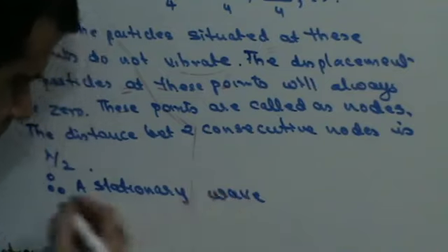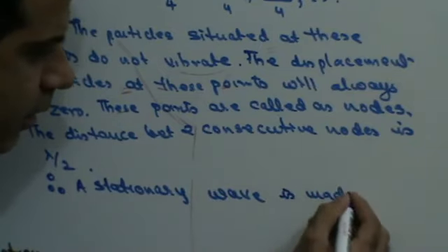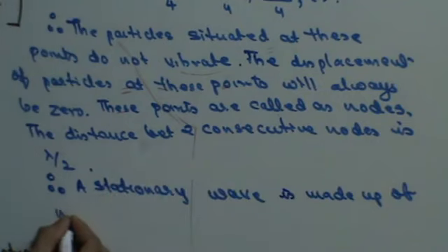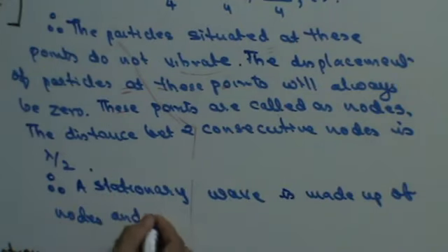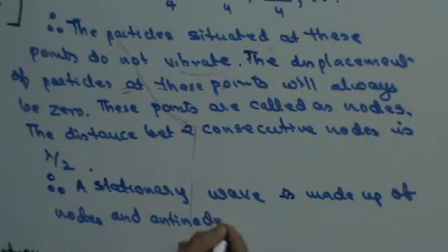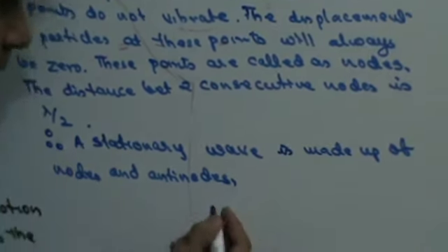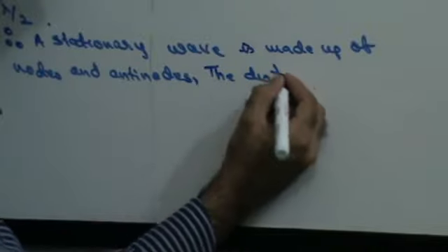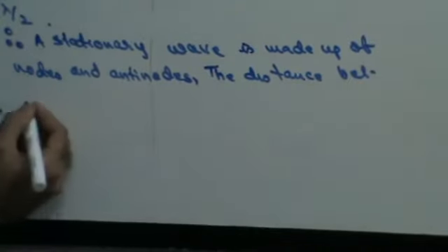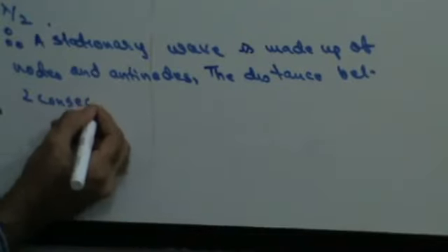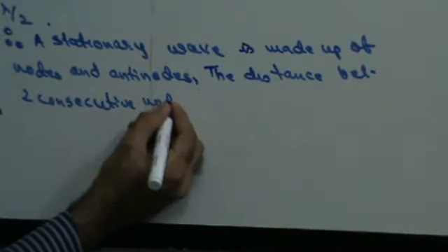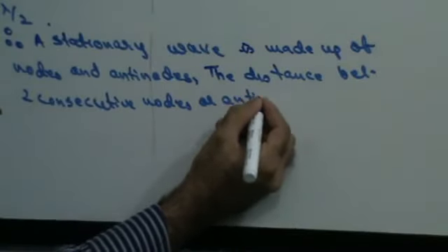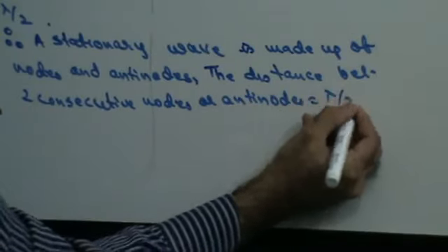Therefore, I can say that a stationary wave is made up of nodes and antinodes, and the distance between two consecutive nodes or antinodes is lambda by 2.